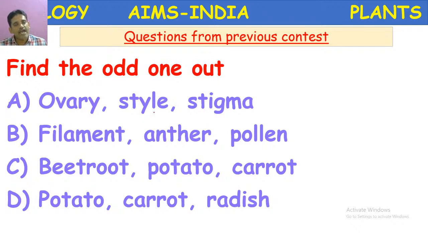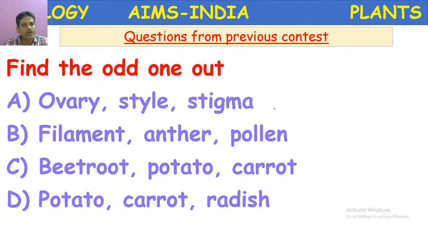Ovary, style, stigma, first option. Second option, filament, anther, pollen. Third option, beetroot, potato, carrot. Fourth option, potato, carrot, radish. Apply your logic. Yes. Some are saying B, some are saying D, some are saying B and C. So here let us discuss the options, then come to a conclusion.